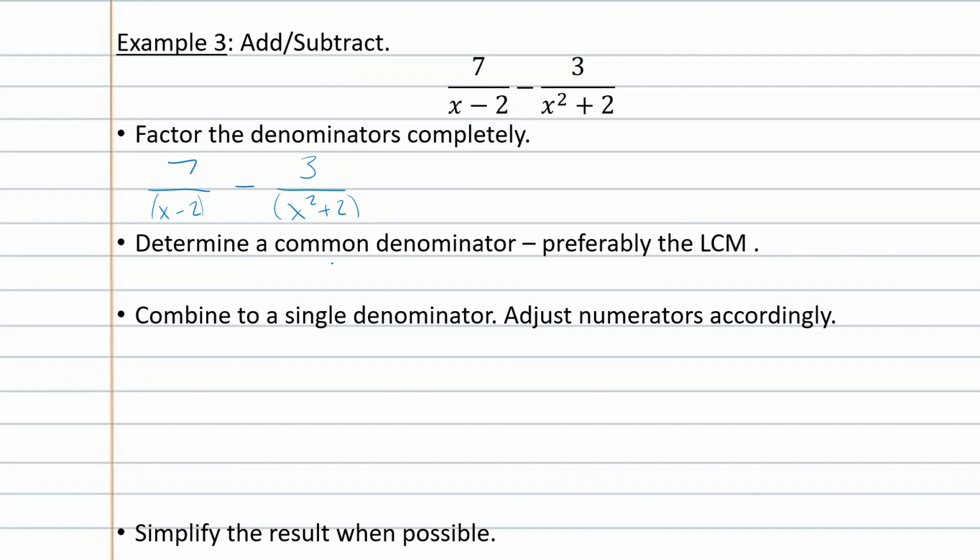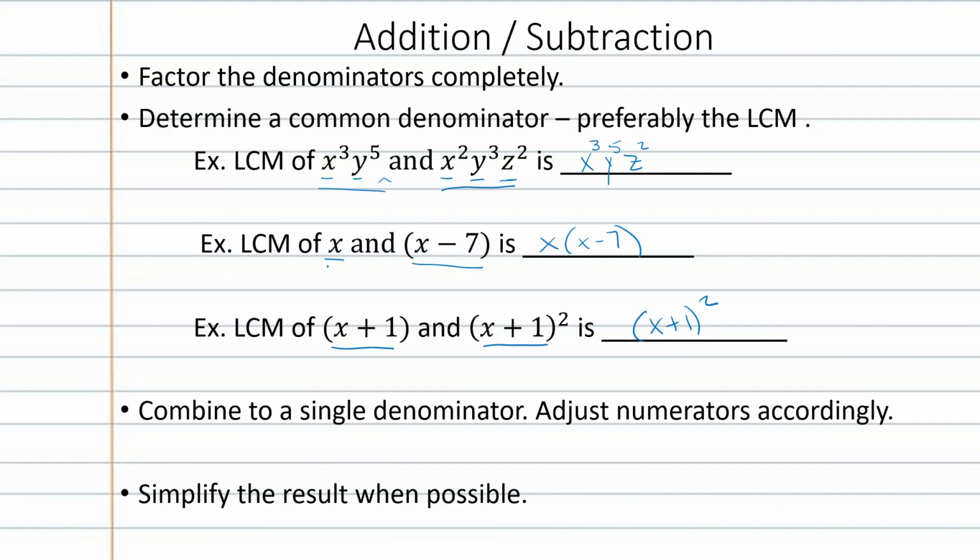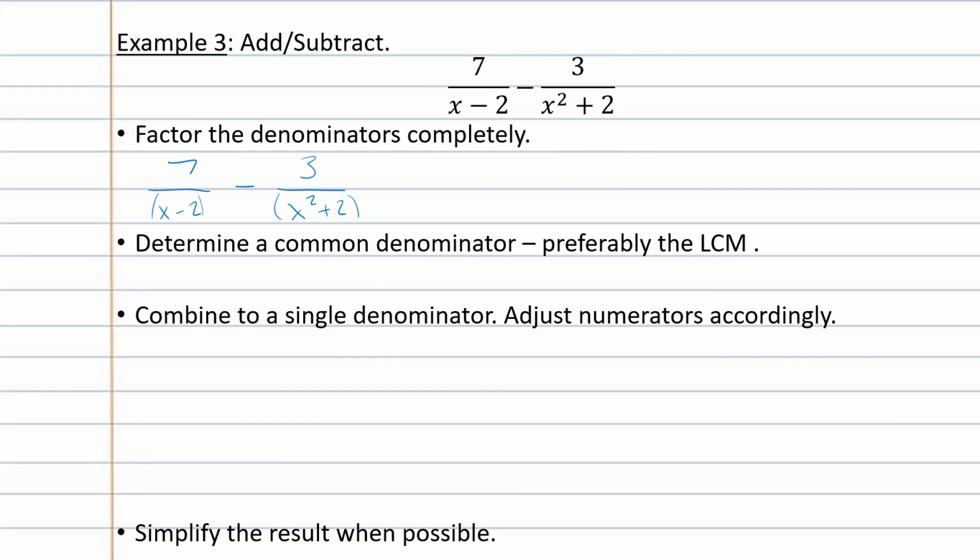Now we have to determine a common denominator, which is preferably the LCM. Now when we look at this one, we have an x minus 2 and we have an x squared plus 2. They look a little similar, but it's kind of like that second example we did on the previous page, where they kind of look similar, but they're not really similar. So we're just going to have to multiply the two of them. So our least common multiple here is actually truly just x minus 2 times x squared plus 2, unfortunately.